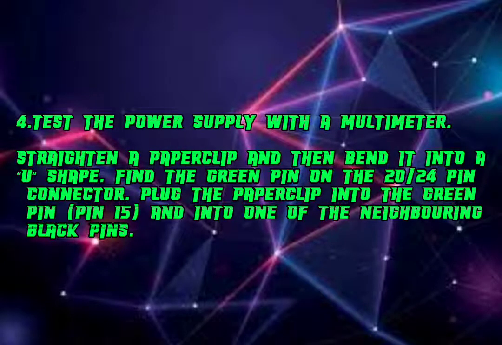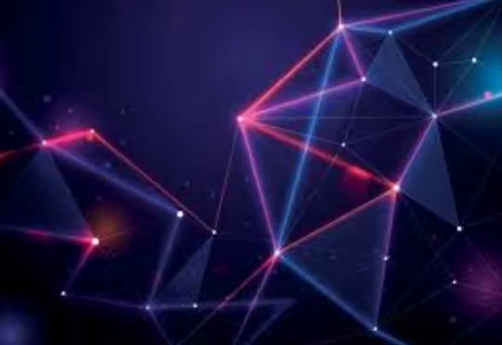Straighten a paperclip and then bend it into a U-shape. Find the green pin on the 24 pin connector. Plug the paperclip into the green pin, pin 15, and into one of the neighboring black pins.